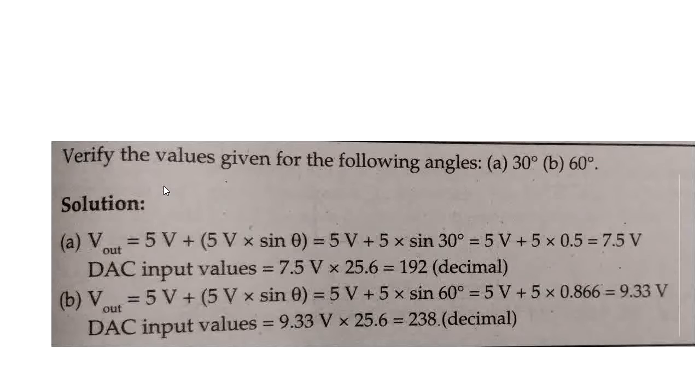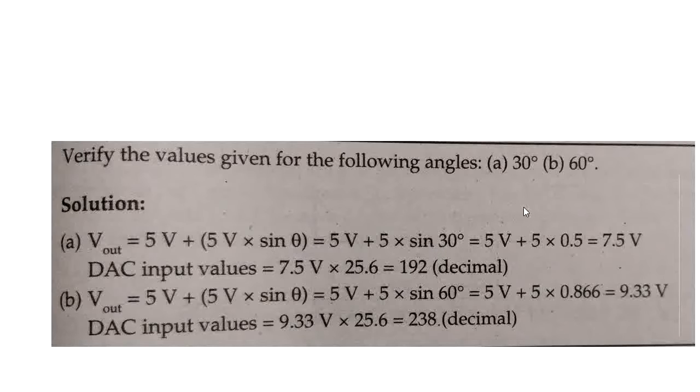How can we convert digital to analog waveform? Here we are going to use one formula called 5 volts plus 5 volts into sine theta. As we know, the sine waveform varies from 0 to 360 degrees. So based on that, I want to calculate all the voltages from 0 to 360. In order to calculate the voltage from 0 to 360, we are using the formula 5 volts plus 5 into sine theta. Theta varies from 0 to 360 of the sine waveform.